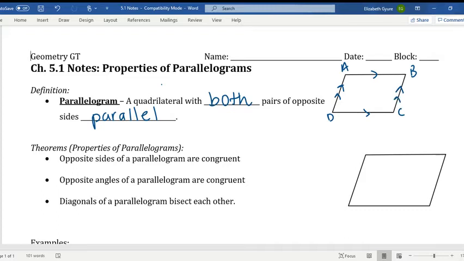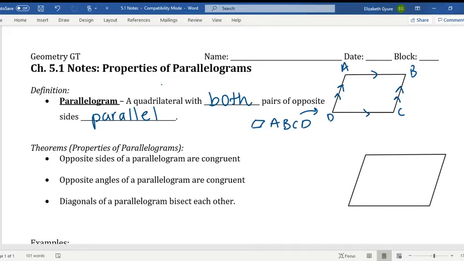When you name a parallelogram, you use all 4 vertices, and just like with a triangle, you put a little triangle in front of it, with a parallelogram, you put a little parallelogram in front of it. So you would draw a little parallelogram, A, B, C, D. That's what you would name that shape.